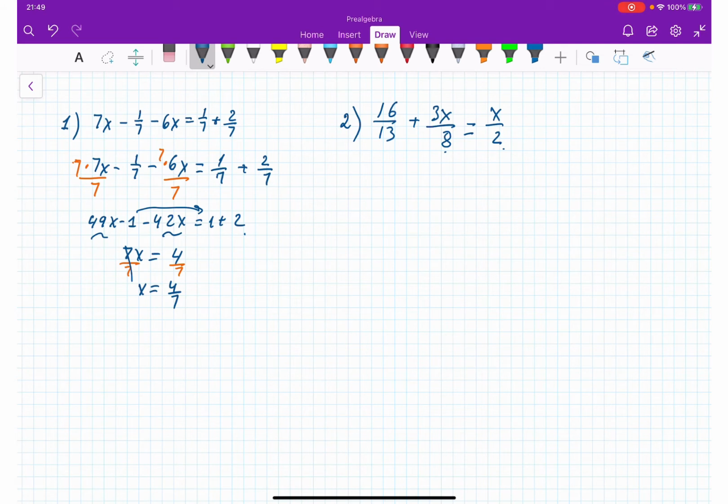Okay? All right, 104. So let me rewrite. 16/13 plus 3x/8 equal x/2. So 104 divided by 13 is going to be 8. Here also 8. Here is going to be 13. And 104 divided by 2 is going to be 52.